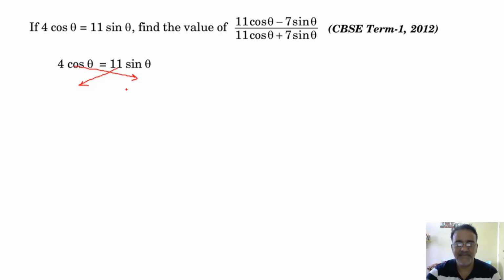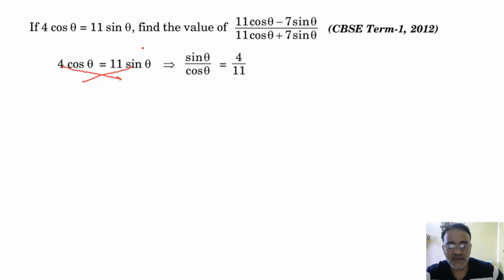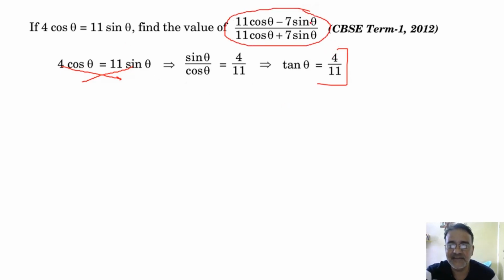Is that clear? Yes, sir. Okay, fine. That is tan theta. If you want to convert it to cot theta, shift this 11 to this side. Oh, sorry, sin to this side and 4 to this side. So you will get cot theta is equal to 11 by 4. But I want tan theta. So sin theta upon cos theta is equal to 4 by 11. I already explained this before. So tan theta is equal to 4 by 11. So how did you get tan theta here?